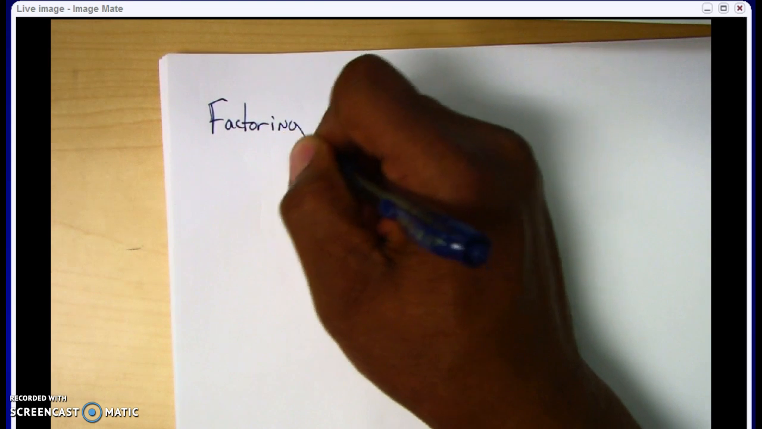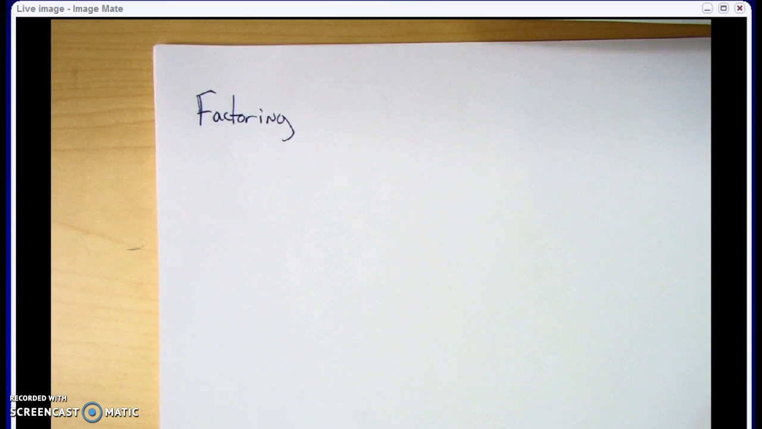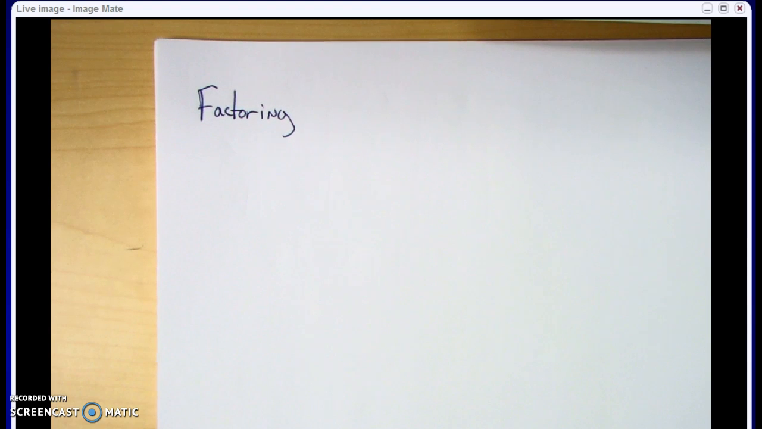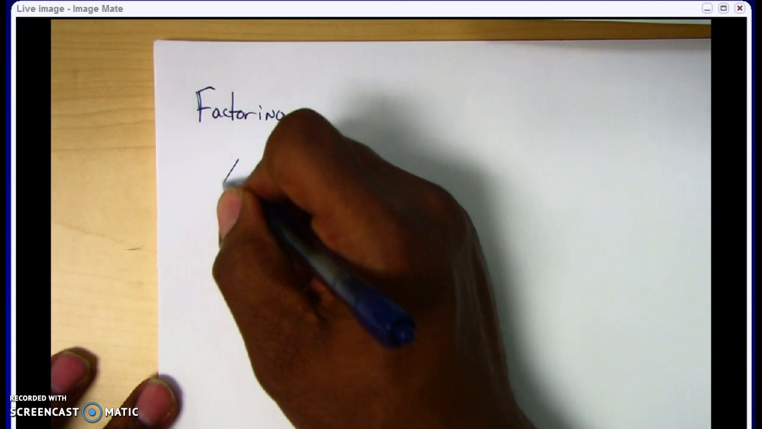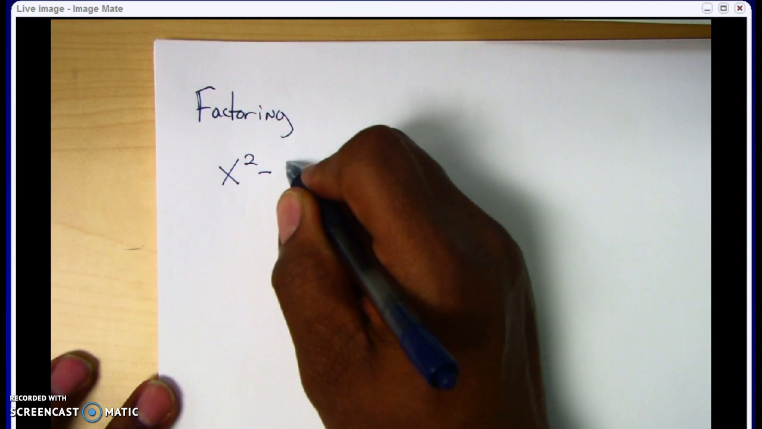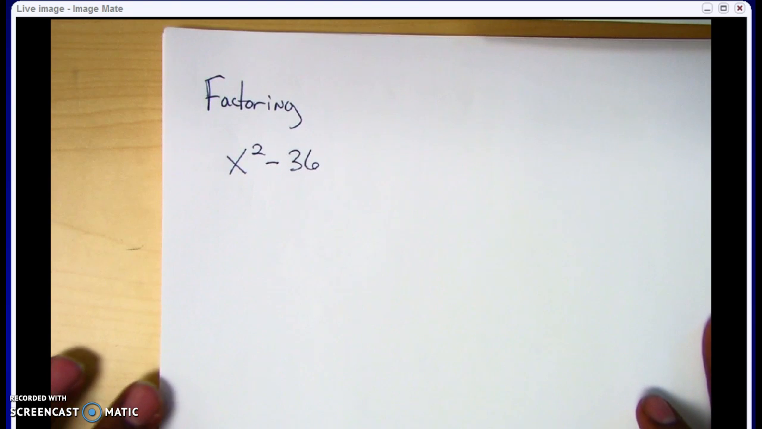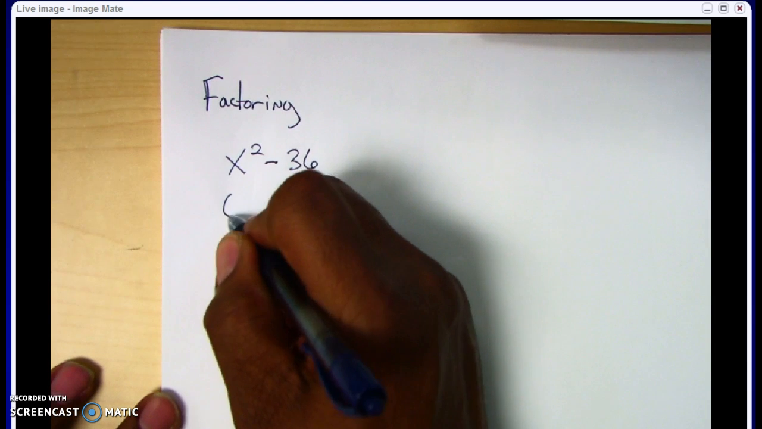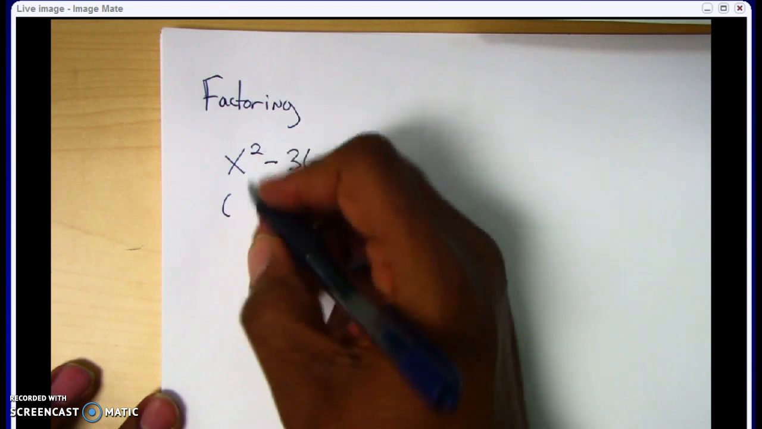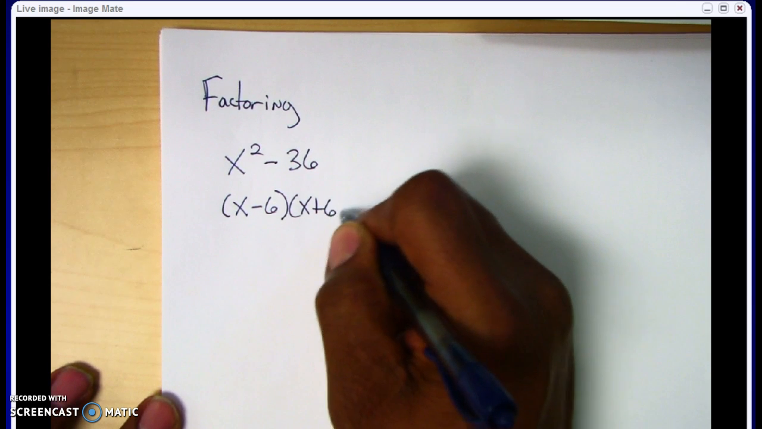Factoring. Okay, some of you guys are not very good at factoring. Others of you are. Most of you are probably better at multiplying than factoring. But here is something that I want to talk about right quick that you may run into. For instance, let's talk about the basics here. If you have x squared subtract 36, this is a basic difference of two perfect squares. So you get x subtract 6 and x plus 6.